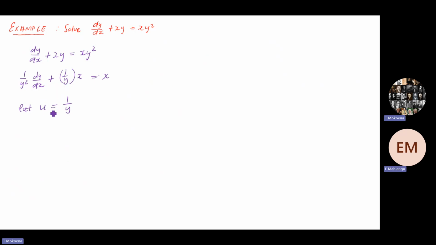So meaning we're going to let u be equal to 1 over y. And remember, this is y to the power of negative 1. And then we're going to differentiate this equation. We're going to say du over dx, with respect to the independent variable x. And be careful, sometimes it could be dx over dy. It's not always the case like this.